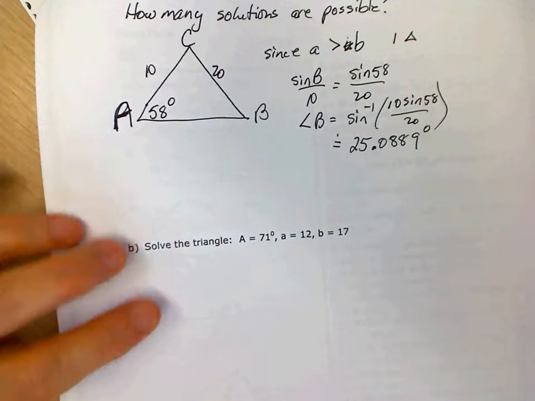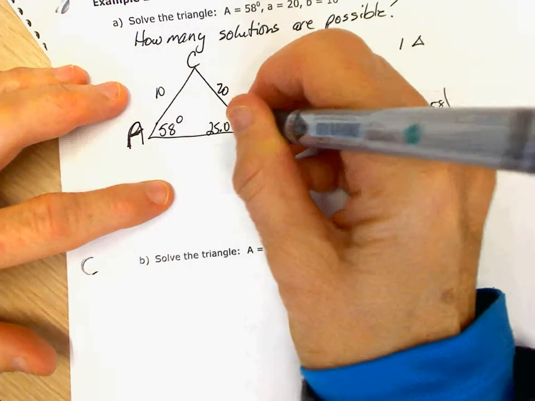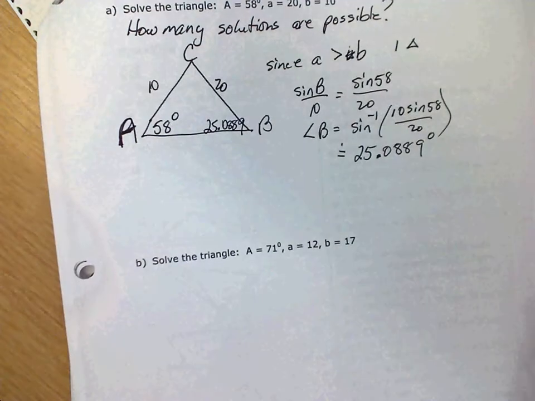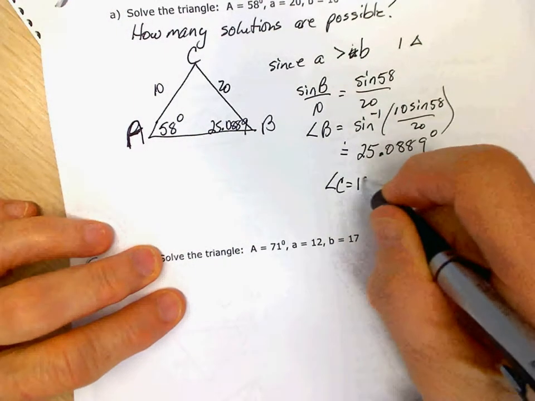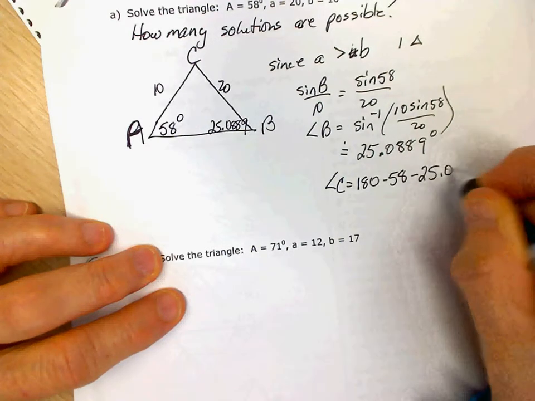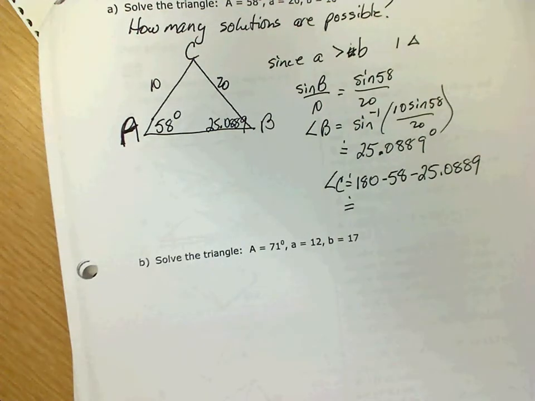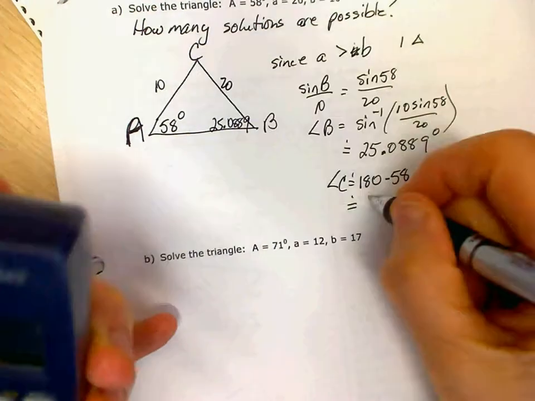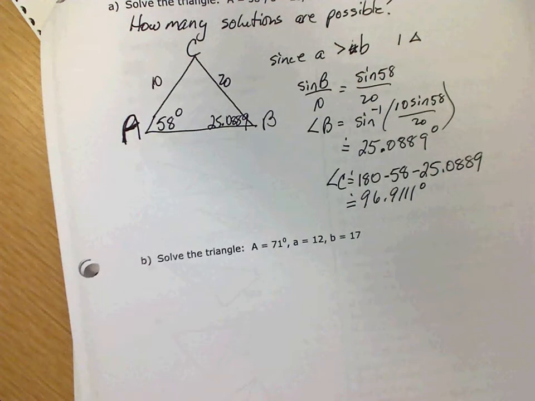So now we can calculate angle C equals 180 minus 58 minus 25.0889. And so angle C is approximately 96.9111. So far so good. Now we can find side C and we're done.